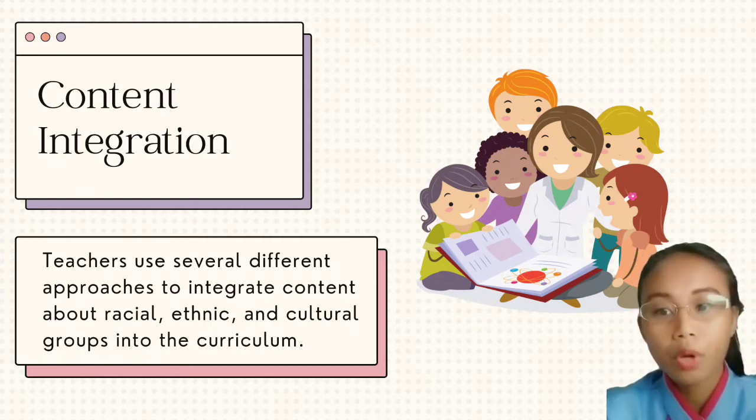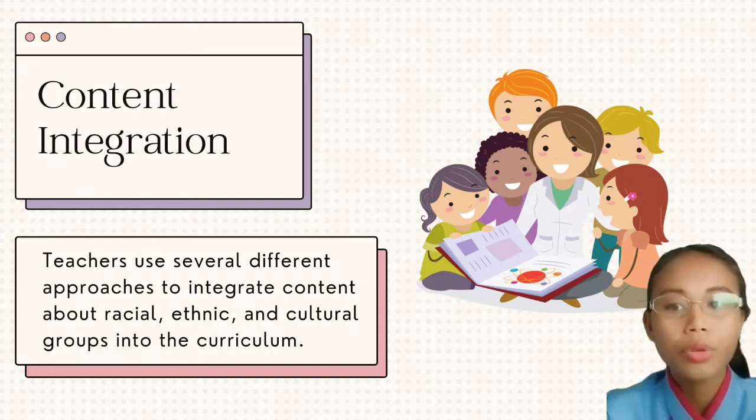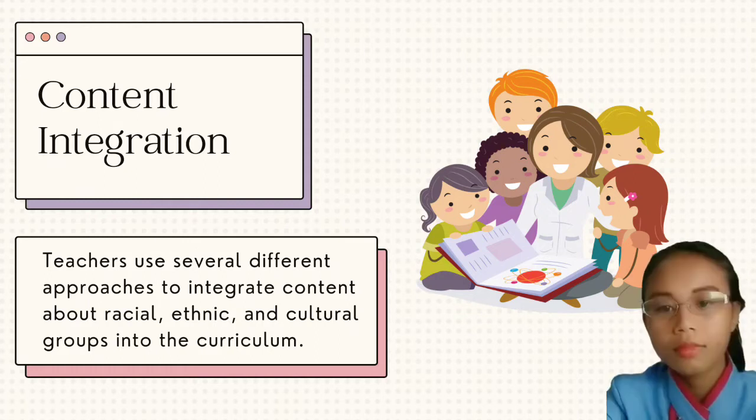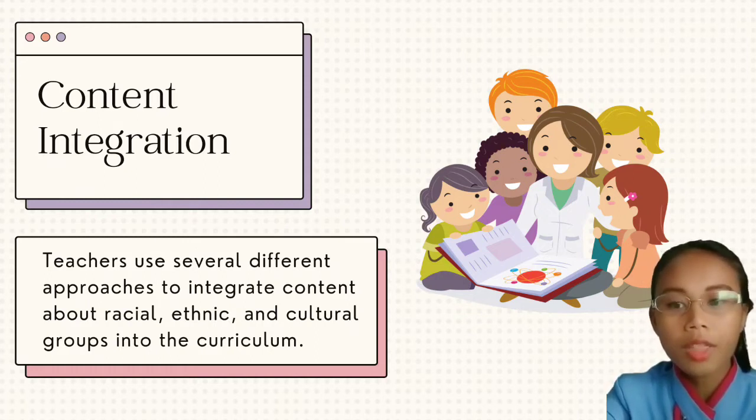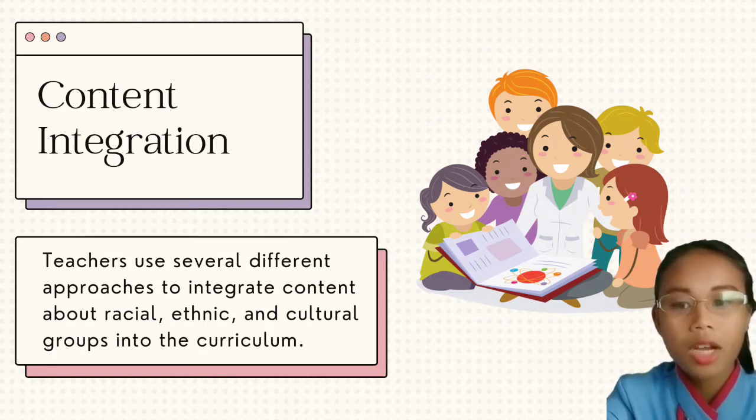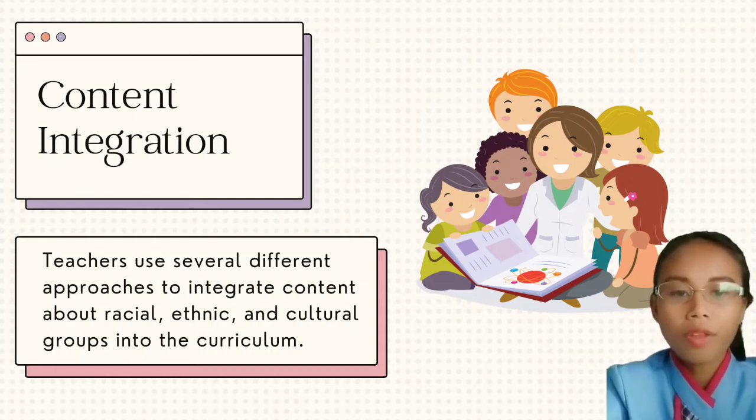The additive approach is also frequently used by teachers to integrate content about ethnic and cultural groups into the school curriculum. In this approach, the organization and structure of the curriculum remains unchanged. Special units on ethnic and cultural groups are added to the curriculum, such as units on African Americans in the West, Indian removal, and the internment of Japanese Americans. While an improvement over the contributions approach, the additive approach is problematic because ethnic and cultural groups remain on the margin of the mainstream curriculum.